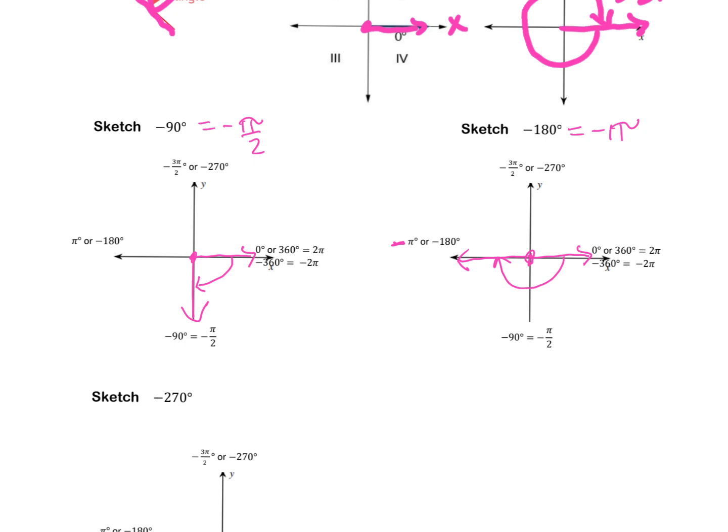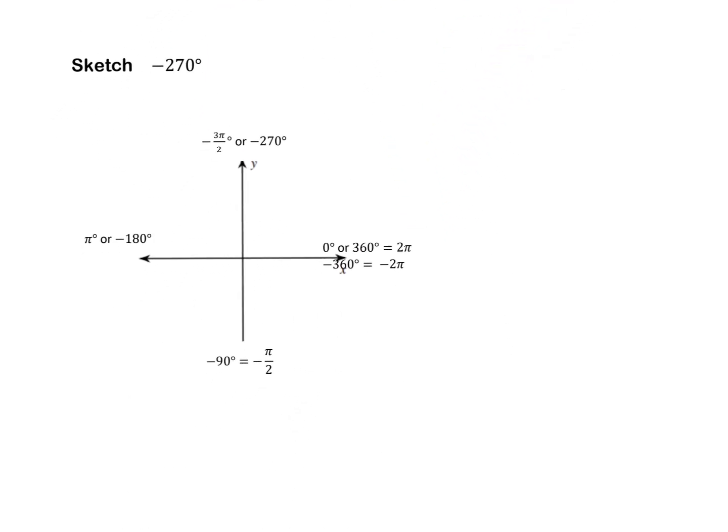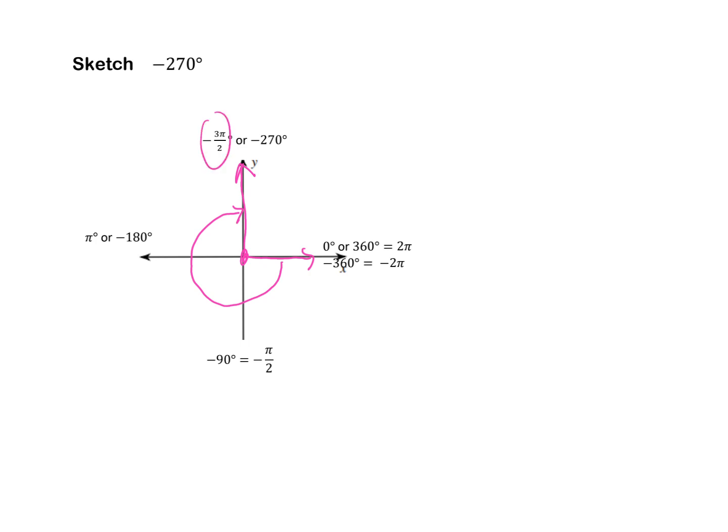Okay, let's move on here. Negative 270. So we're going to start on the x-axis with our initial side. We're going to keep going. And we're going to rotate clockwise to indicate a negative angle. And it's going to be negative 3 pi over 2. So negative pi is actually pi as well, which is negative 180. They're all coterminal angles. Okay, let's go on to the next page.